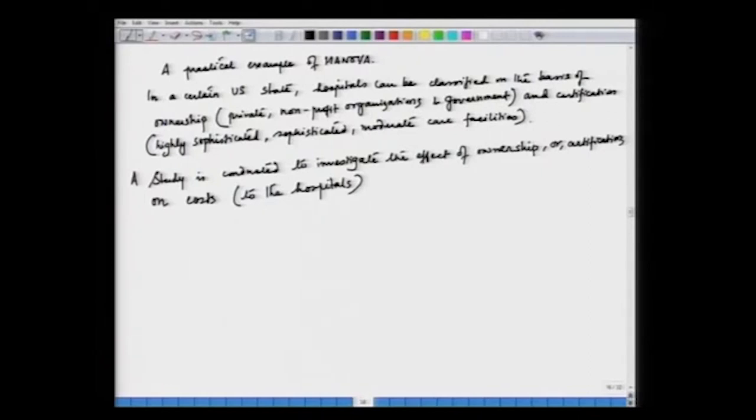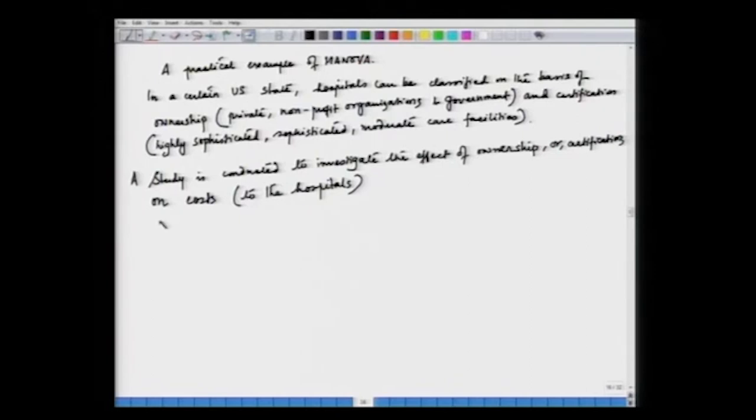Okay, so what we had already said in the last session, that in a certain US state, hospitals are classified on the basis of ownership and certification. There may be more factors, as I have mentioned, but let us say that at the moment we have data classified in these two groups, out of which only one we can test at the moment, because we have the knowledge of one-way MANOVA. And the study is basically conducted to investigate the effect of ownership on costs to the hospitals. So I said I would introduce the cost factors.